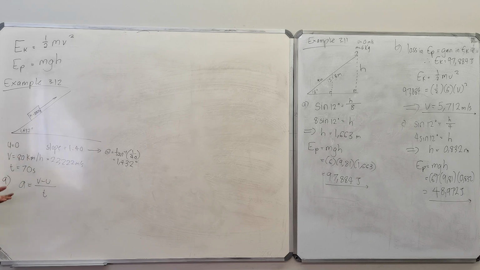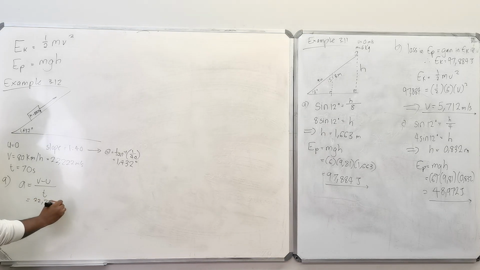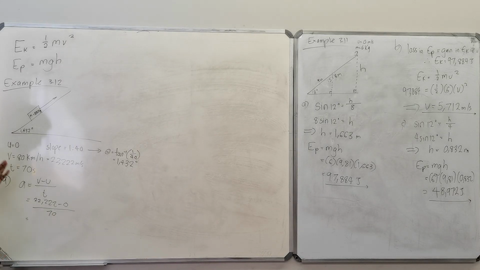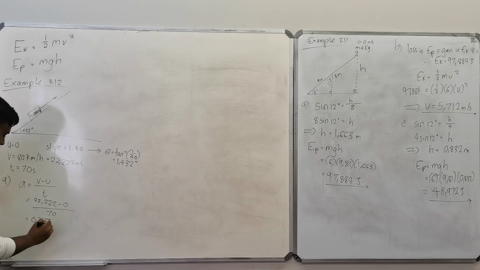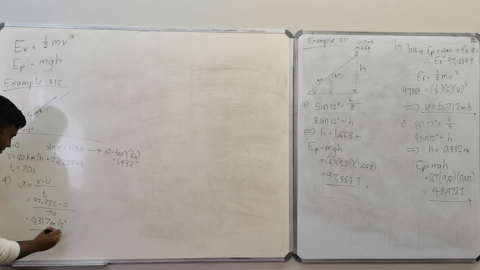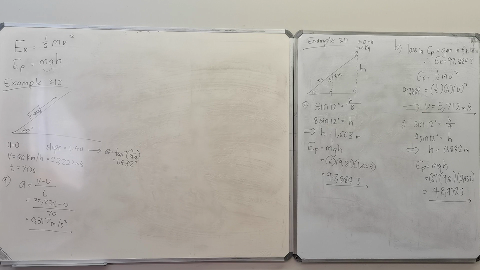We can't use any other formula. We can't use F net is equal to ma because we don't know the applied force. We don't know any other forces. This is the information they gave you, this is the information you have to use. So this would be 22.222 minus 0 all over 70, which is 0.317.